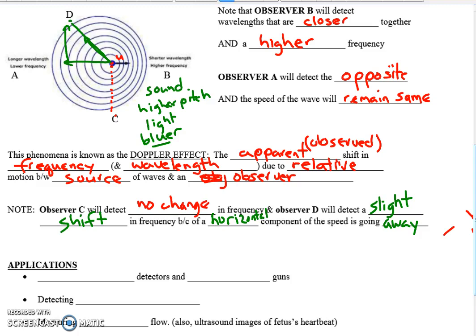If we're at A, then it's a lower pitch, and if it's light, it will be redder in color. And that red and blue shift is very, very important in astronomy, and we'll talk more about that.